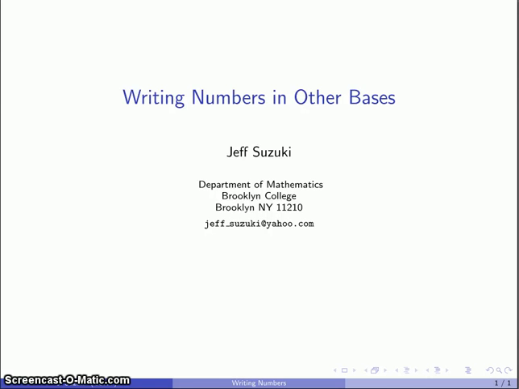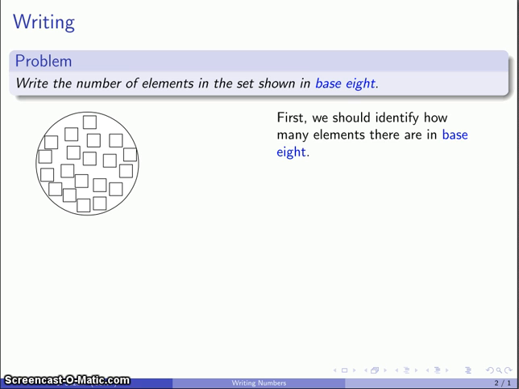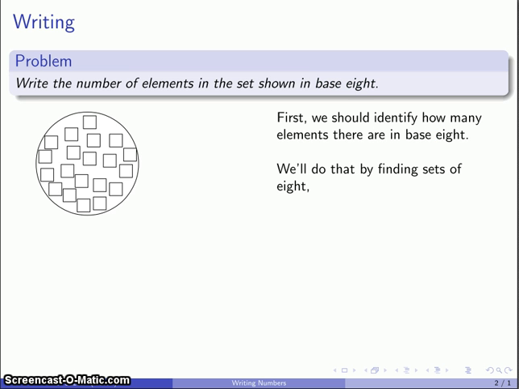All right, let's take a look at writing numbers when we're using bases other than our familiar base 10 system. So this begins with the notion of cardinality. So now I have some set, and I want to know how many elements I have in that set. But this time I want to write that answer in base 8. Well, of course, the first thing we have to do is figure out how many elements there are in the set. So when we count in base 8, we're going to figure that out by taking sets of 8.